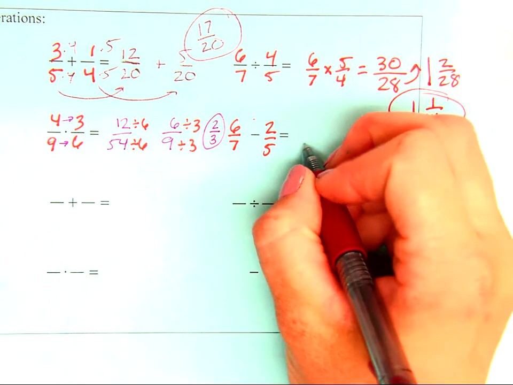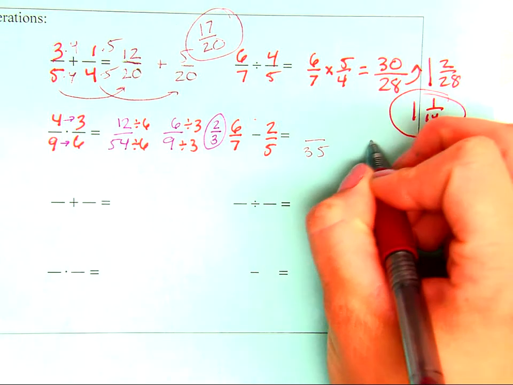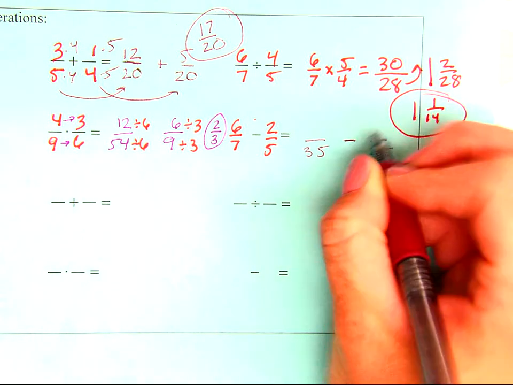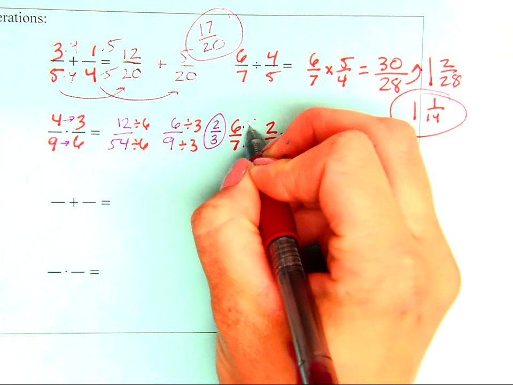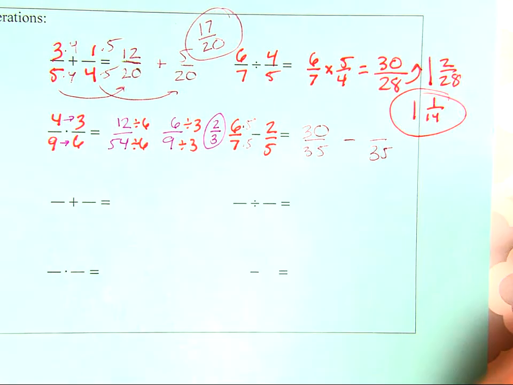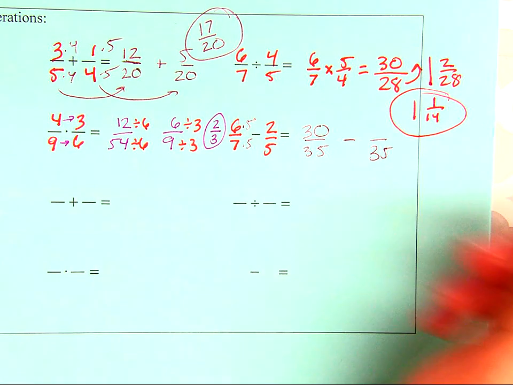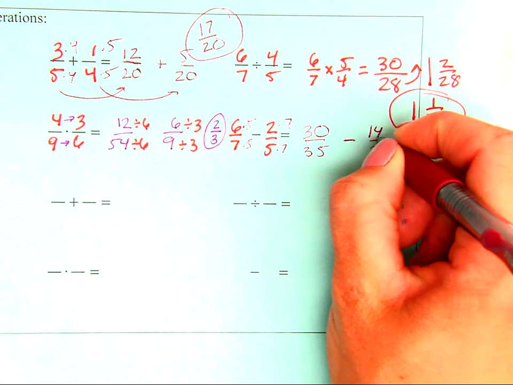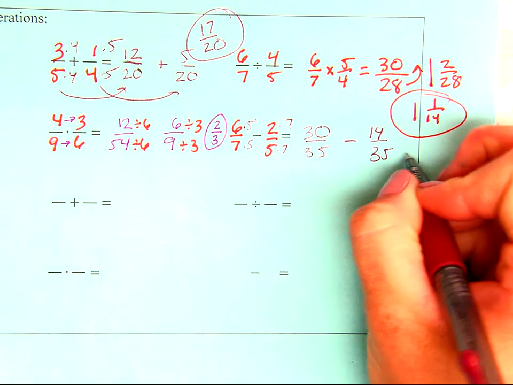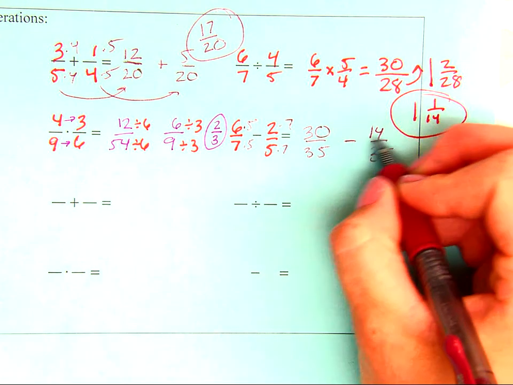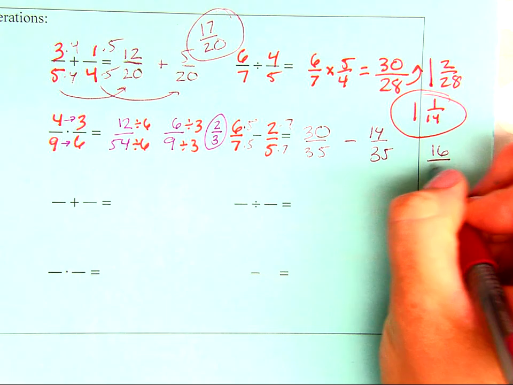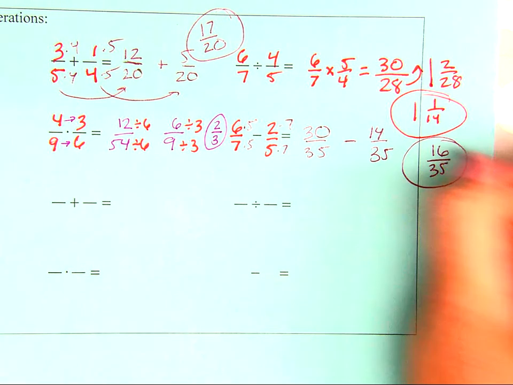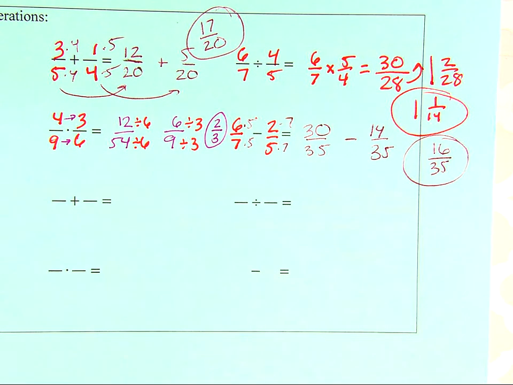Subtraction, common denominator, again, I'm going to use 35. So I'm multiplying this first fraction by 5 over 5. So 6 times 5 gives me 30. Second one's by 7, which gives me 14. Subtracting 30 minus 14 gives me 16 over 35 there. And we're not going to do those.